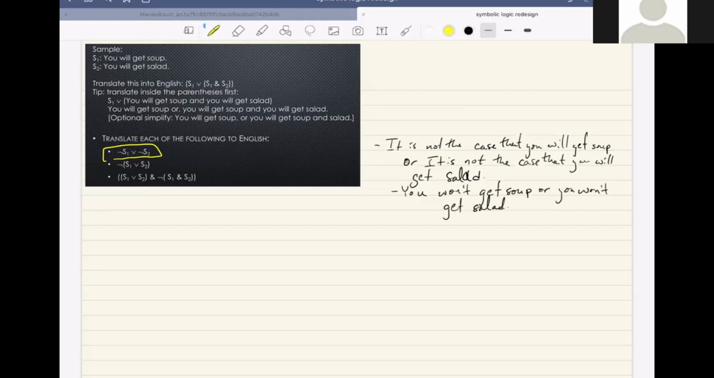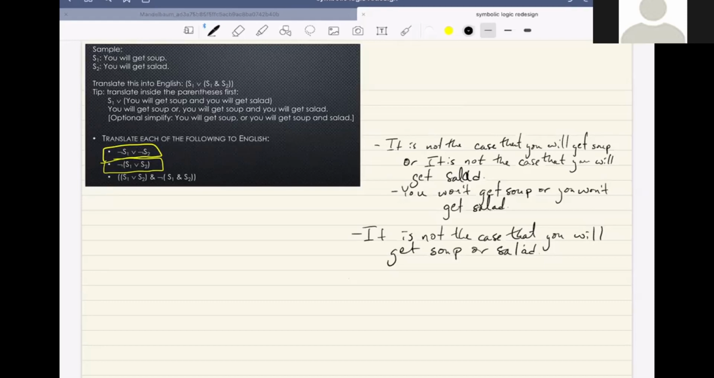For our second one, we would translate this as: it is not the case that you will get soup or salad. So notice the not is on the outside of the parentheses there. Okay. We might say you won't get either soup or salad in that case.